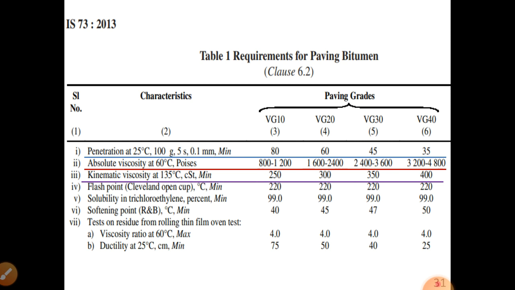Kinematic viscosity measured at 135 degrees centigrade in centistokes. Minimum kinematic viscosity for VG10 grade of bitumen is 250 centistokes. For VG20, 300 centistokes, VG30, 350 centistokes, and VG40, 400 centistokes.